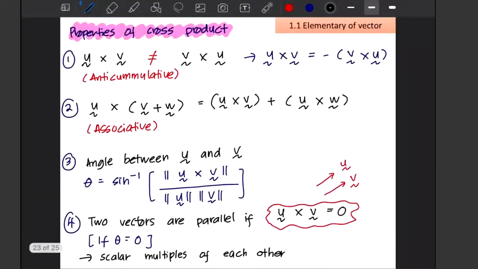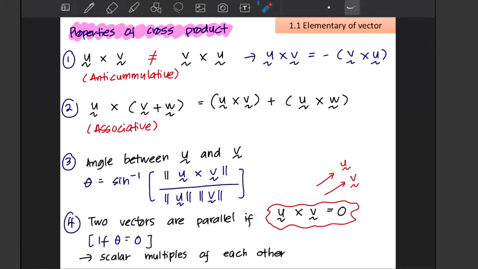We proceed to the properties of the cross product. Okay, first, the cross product is anti-commutative. When you cross U, U cross V is not equal to V cross U. It is equal to negative V cross U. Okay, second property. When you see cross and also plus, you must expand first. U cross with V plus U cross with W.